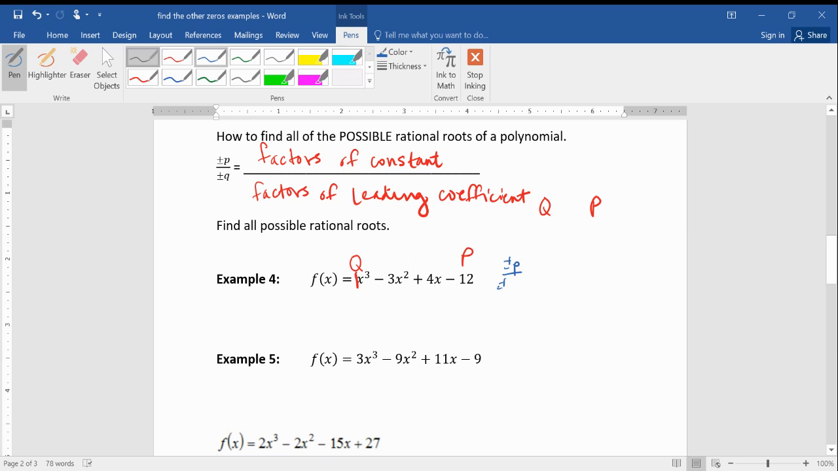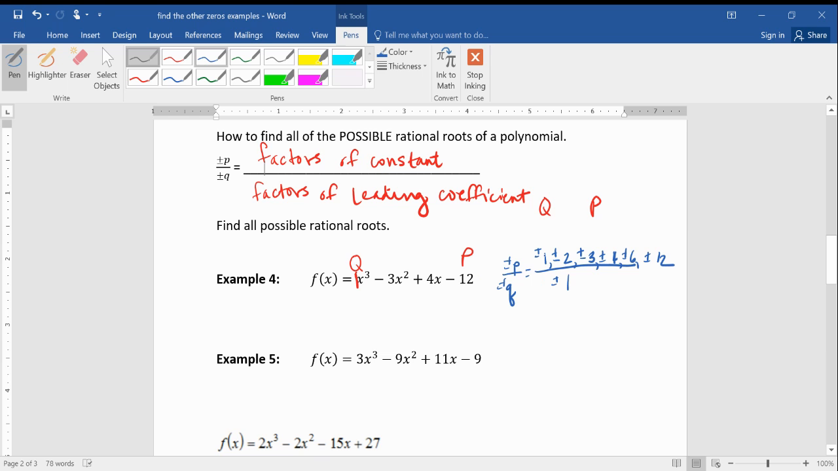All right, so P, what are your factors of 12? Now here's my word of advice on this. I kind of start with 1 and work my way up. I know 1 goes into it. I know 2 goes into 12. I also know 3 does, and 4, and 6, and 12. All right, so there's a bunch of numbers for that. Now on the bottom, factors of the leading coefficient, 1, just a 1.